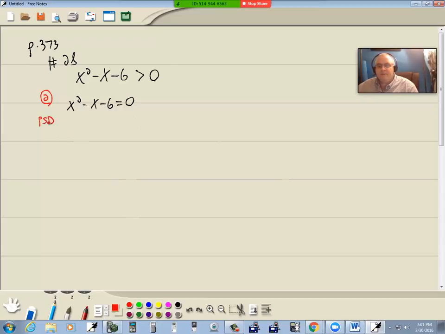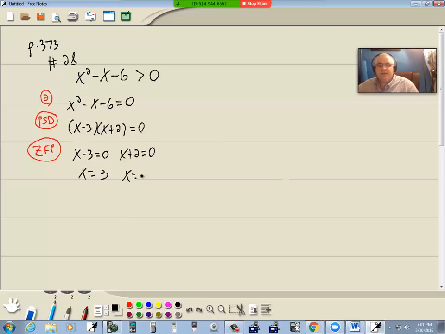Now this will factor. If it didn't factor, you might have to use the quadratic formula. But this will factor using the PSD. It factors as x minus 3 times x plus 2 equal to 0. Now the zero factor property. You get 0 on one side, you factor the other side, you set each factor equal to 0. So I'll set x minus 3 equal to 0, and I'll set x plus 2 equal to 0, which gives us x equals 3, and x is equal to negative 2.